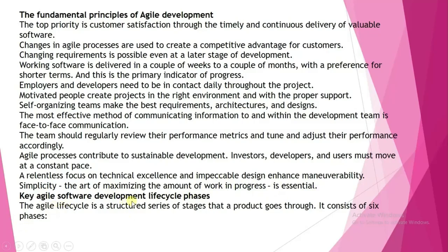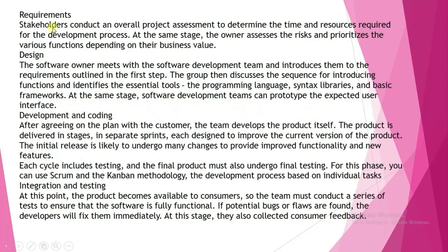Key Agile software development lifecycle phases. You can see here the Agile lifecycle is a structured series of stages that a product goes through. It consists of 6 phases. First, the requirements: stakeholders conduct an overall project assessment to determine the time and resources required for the development process. At the same stage, the owner assesses the risks and prioritizes the various functions depending on their business value.